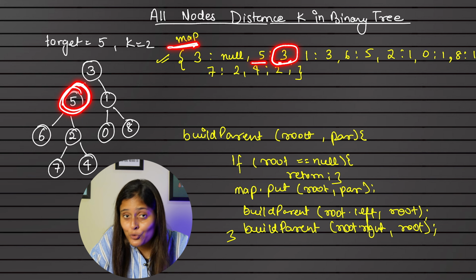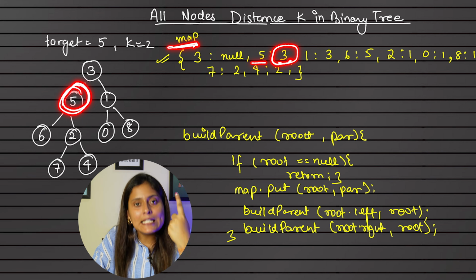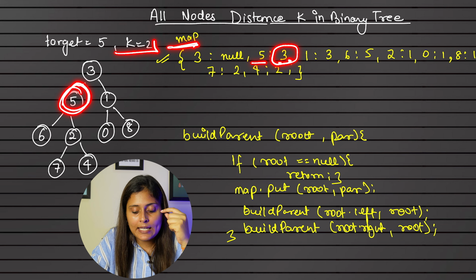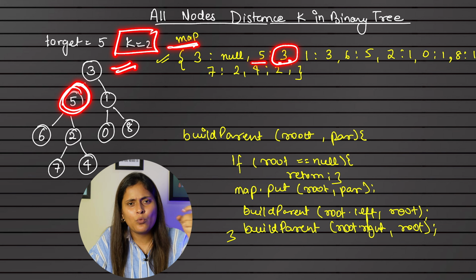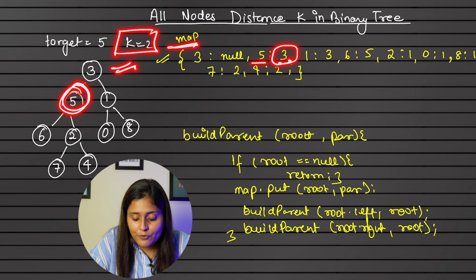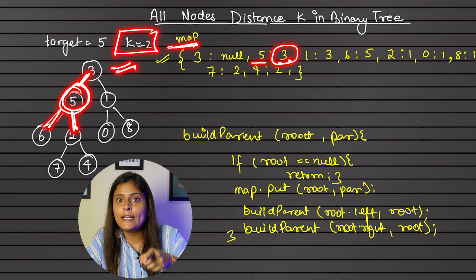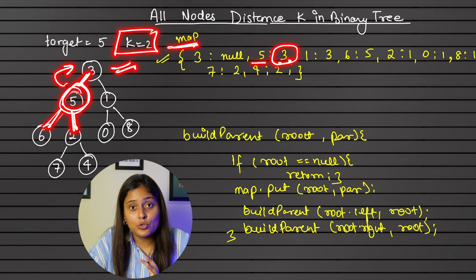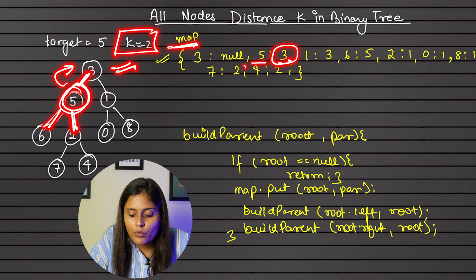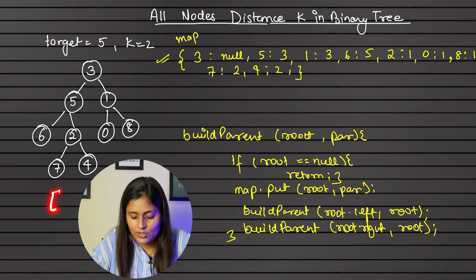Why do we have to store this? Because the question says give me all the nodes which are at distance 2. Forget about distance 2. What if it was distance 1? Then you have to travel in all the directions. For the children, you can go for left side and right side, dot left, dot right. But how will you go to the parent? For that, we have maintained the map. So we will just read the value, which is 3. Okay. So now in another data structure, we'll save 6, 2 and 3. These are the nodes at distance 1.